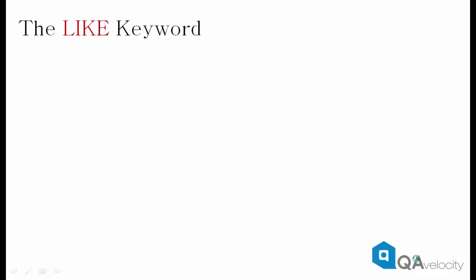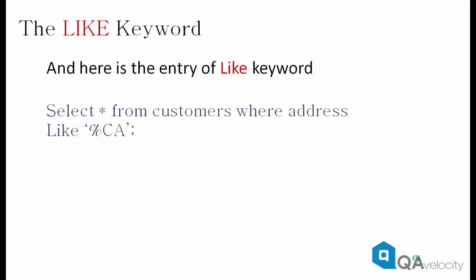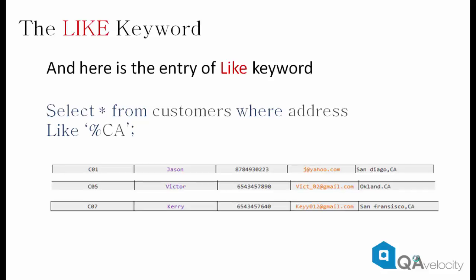And here is the entry of the LIKE keyword. Select star from customers where address like California. And finally, using the LIKE keyword, Jeff can get all the state values that end with California. If you see the results, Jason, Victor, Katie live in different cities of California, but their address ends with CA. This is why select is returning the values.